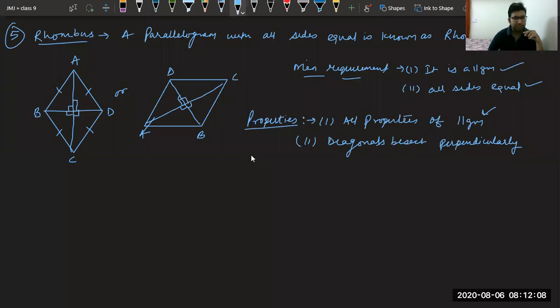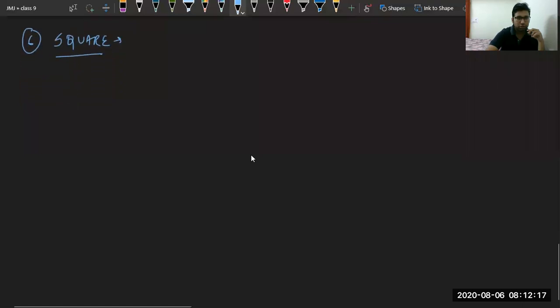Okay, now let's see the sixth one, that is your favorite one, square. The easiest one and the most useful one also. We have a square. So you all have seen tiles at your home of square having equal sides. So let me first write, how will you define a square? All sides equal. That's it. Four angles equal. That's it. Only equal is required.